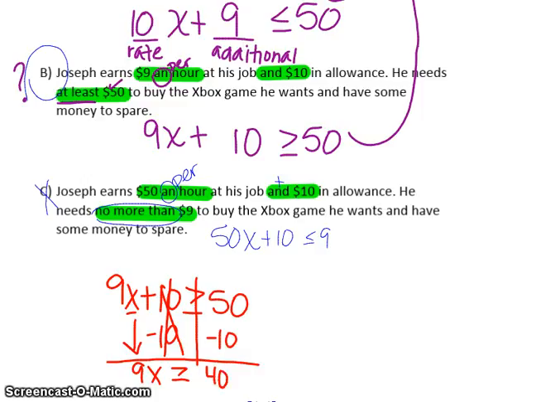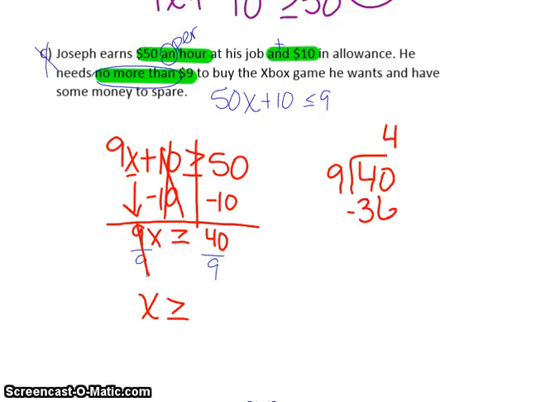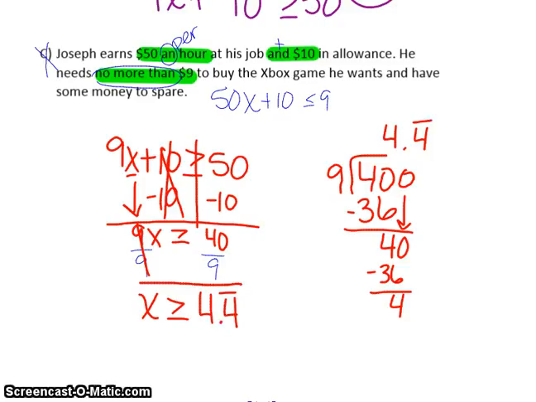And then what I have to do is I have to divide. So I divide by 9. 9 divided by 9, these cancel each other out. I'm left with x is greater than or equal to 40 divided by 9. 9 goes into 40 4 times. 9 times 4 is 36. 40 minus 36 is 4. Put a decimal, add a 0. 9 goes into 40 4 times. And if you notice, this is a repeating decimal. So 4.4. Don't forget to put that line above the 4, because you know that it's repeating.